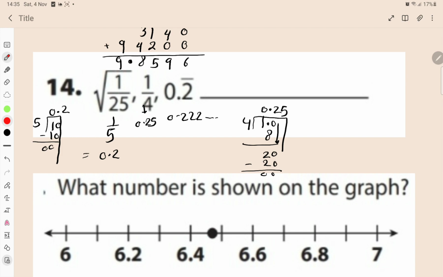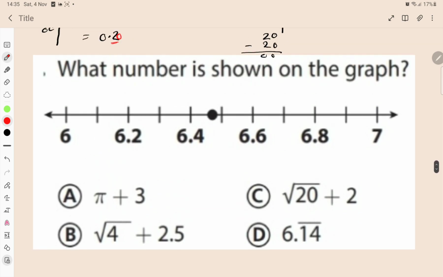Order them from least to greatest. This is 0.2, as if it is 0.20. The least of them is root 1 over 25. Next, the second is 0.22, which is 0.2 repeating. And then 1 over 4 is the largest because there is a 5 here. So again, 20, 22, 25: root 1 over 25, 0.2 repeating, 1 over 4.